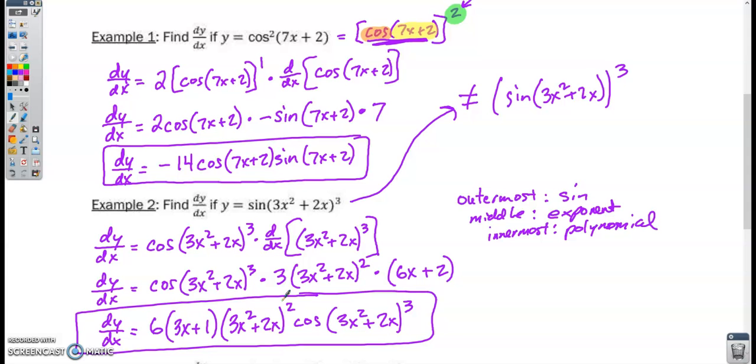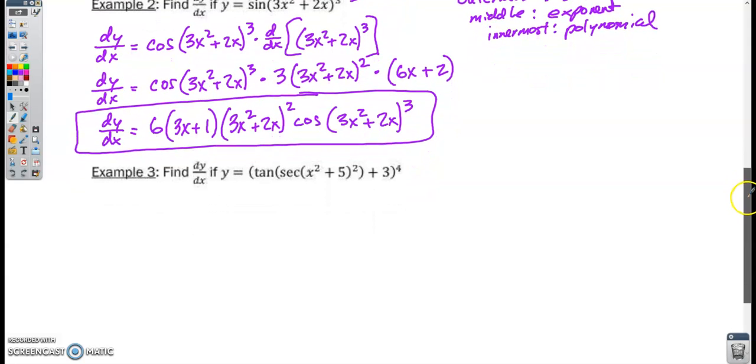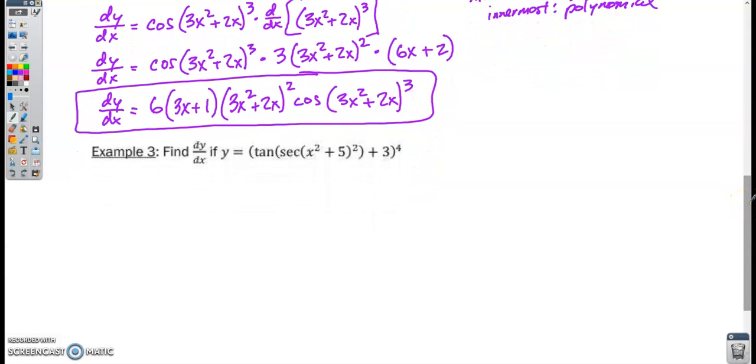All right. And one last example we'll go for in this video. Example 3, find dy/dx if y equals the quantity tangent of the secant of the quantity x squared plus 5, quantity squared, plus 3 raised to the 4th power. Whew. Have you ever written a problem and as soon as it's time for you to do it, immediately regretted the problem that you've written? I'm having one of those moments right now.